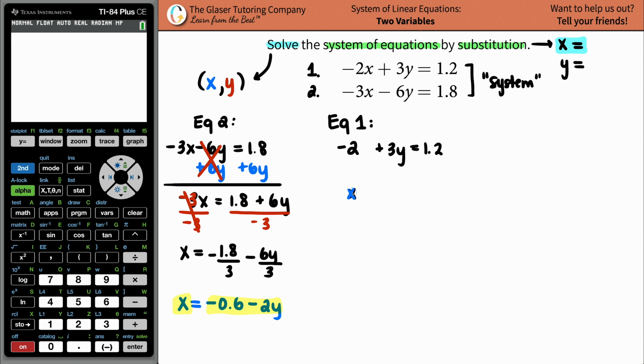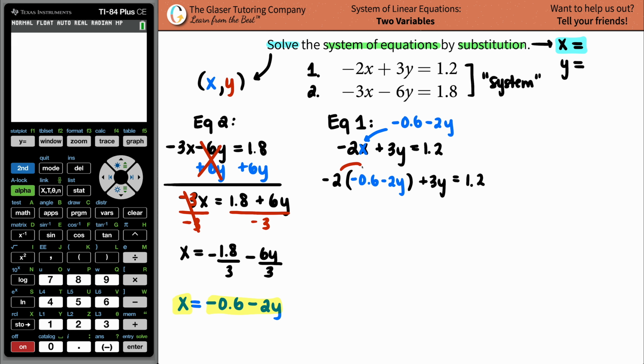So here's where the actual substitution comes in. You're going to take out that x and put in what the x actually equals in its place. But keep in mind, this 2 value is being times by the whole x. So we're just going to plug in the negative 0.6 minus the 2y. So let's go for it. Minus 2, or negative 2, times that whole thing. Negative 0.6, minus 2y. And then just keep going with the rest of the equation. So plus 3y equals 1.2.